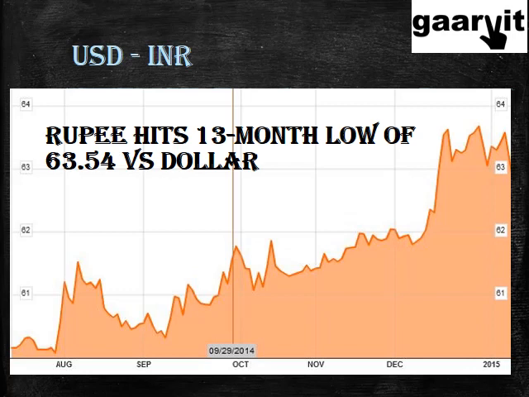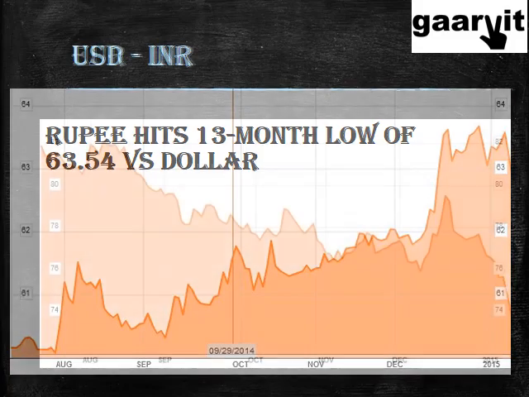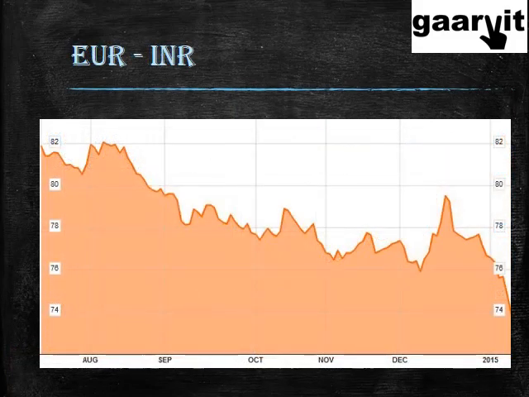Now we need to ask ourselves, has the INR depreciated against only the USD, or has it depreciated against the other major currencies as well? If you ask this question, you will see a very contrasting picture. This is the Euro INR graph, again for the past 6 months. Here you can see that the INR has actually appreciated. The INR, which was at a level of 82 6 months ago, has now appreciated to a level of 74.